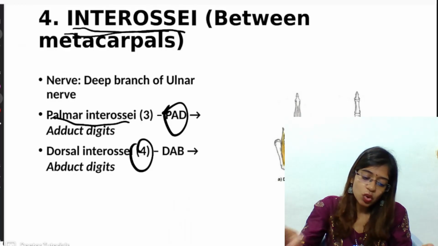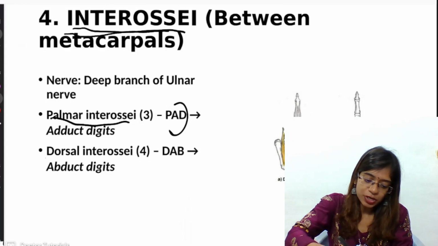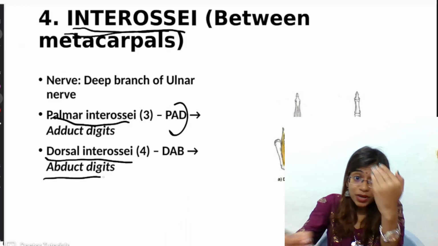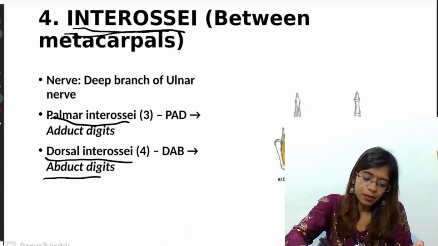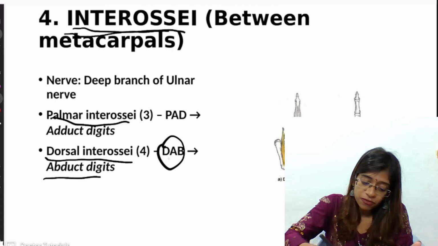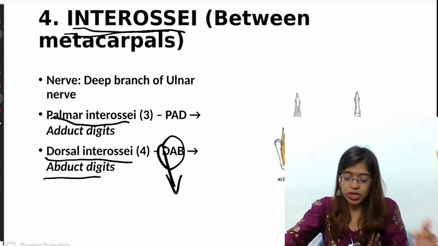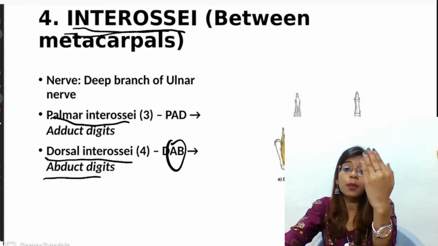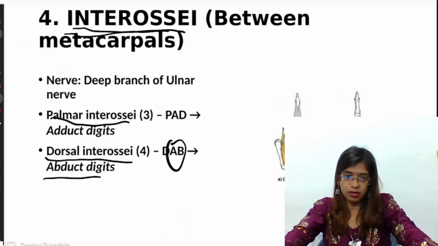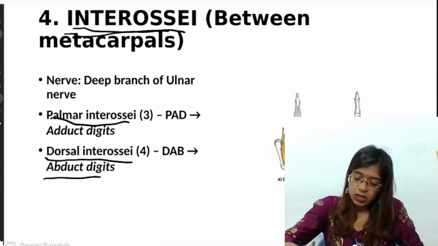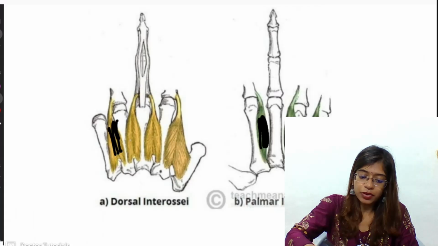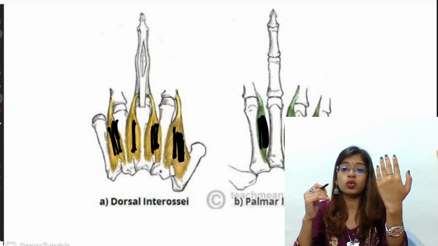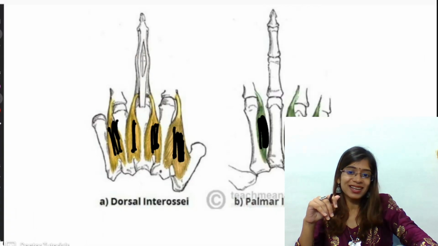That is the code that I have written here. Dorsal interosseous help in abduction of the digits. If you want, you can remember DAB. D for dorsal interosseous and AB for abduction of the fingers. So this is the dorsal interosseous, these muscles here. When you do the dissection, you can see the dorsal interosseous.